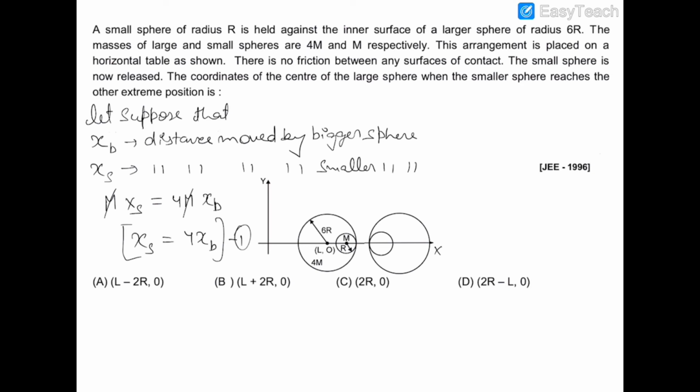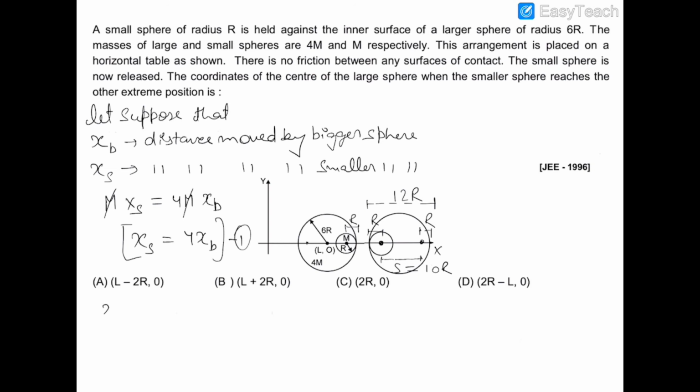Now we know that initially the center of the smaller sphere was at this point, and finally the center of the smaller sphere is at this point. So from this point to this point, the distance moved with respect to the bigger sphere is this is r and this is r. Therefore, this distance S would be equal to 10r, because this complete distance is equal to 12r. And therefore, this remaining distance S is equal to 10r.